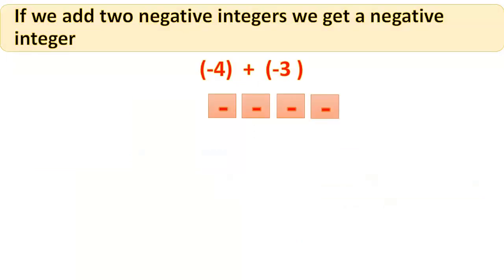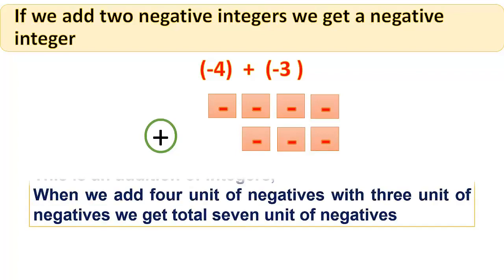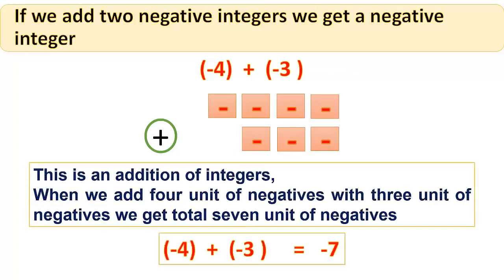If we add two negative integers, we get a negative integer. Let us consider 4 negatives and 3 negatives. 4 negative symbols are located and 3 negative symbols are placed. Let us add all the symbols. We get 7 negative symbols.